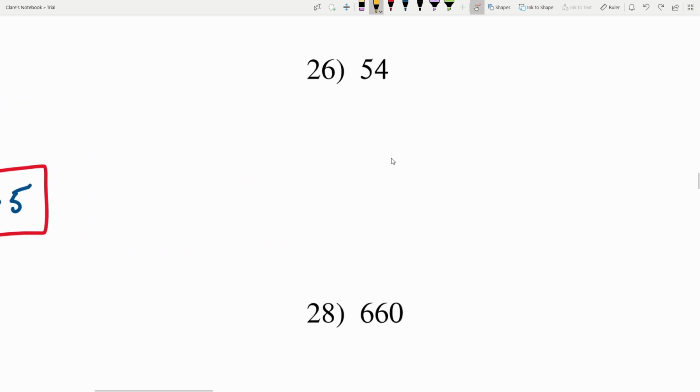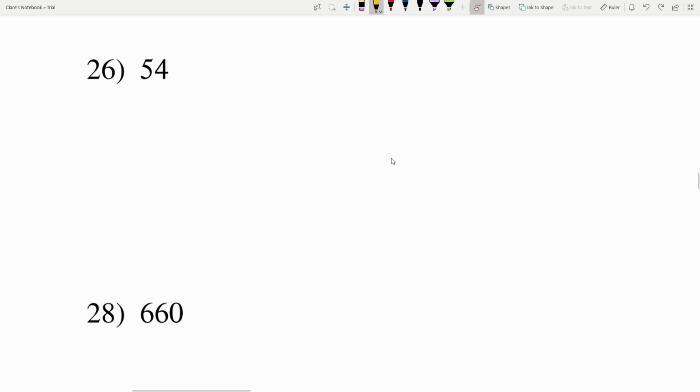Let's move on to 26. 26 is 54. It's even, so I know it's divisible by 2. 2 times what gives me 54? That's going to be 2 times 27. But if that was hard to realize, let's look at 54. I know that 9 times 6 gives me 54. So I'm going to write this as 6 times 9.